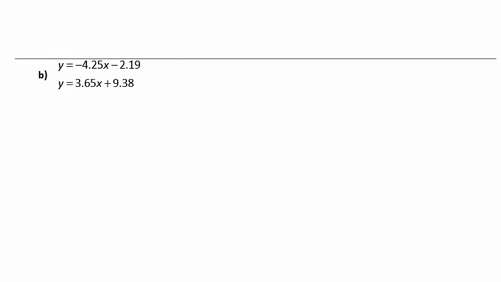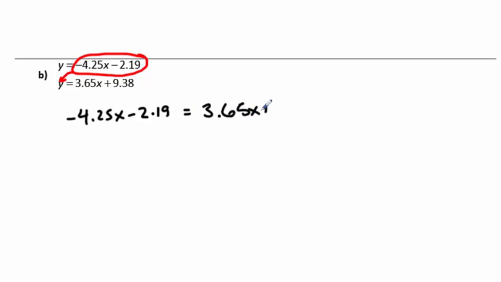Example 4. This equation has decimals instead of fractions. And the way it's set up, I know that y is equal to -4.25x minus 2.19, and y is equal to 3.65x plus 9.38. So when I solve these, substitution is the most convenient method. I can plug -4.25x minus 2.19 in for y.